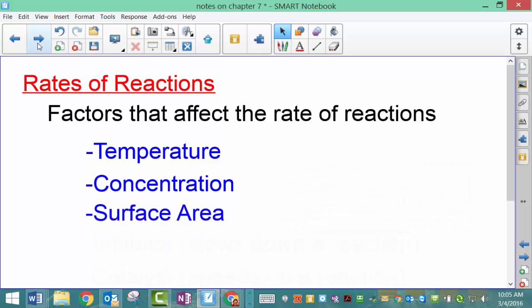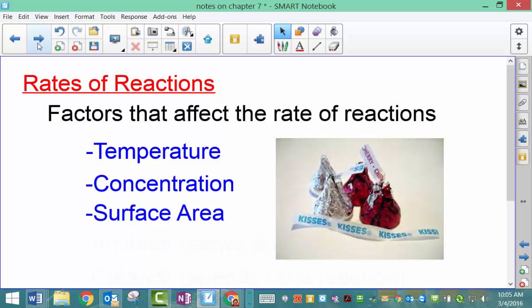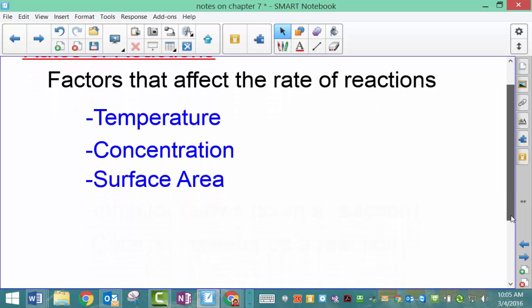Surface area also affects rate of reaction. We did a demonstration back in the fall where we had Hershey Kisses. We put them in our mouths, and the first time we didn't move our tongues at all. The second time, we did move our tongues, and the third time we chewed it. And the third time is when, that rate of reaction, the saliva broke down the chocolate and we were able to eat it quickly. So surface area makes a difference.